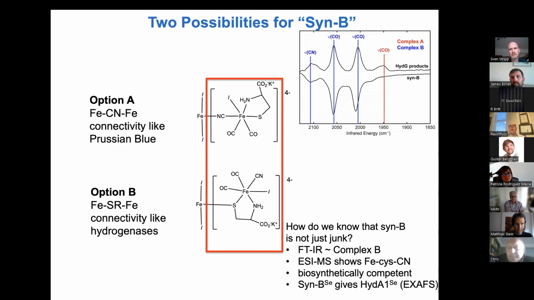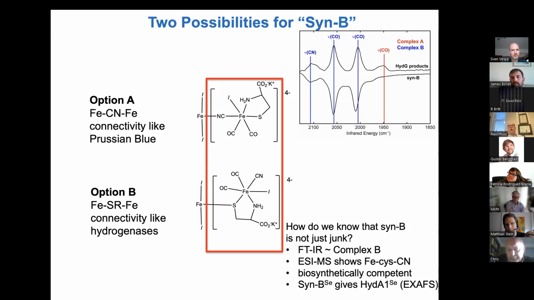Okay, here are two structural possibilities for SynB. We're very grateful that the referees didn't really get on us too much about the fact that we don't know exactly what it is, mainly because I think it performs so beautifully. So option A is that it's sort of a Prussian blue type of motif where the cyanide is linked to something else. And option B is where it's attached to another iron, more or less like the dangler would be attached to the cubane.